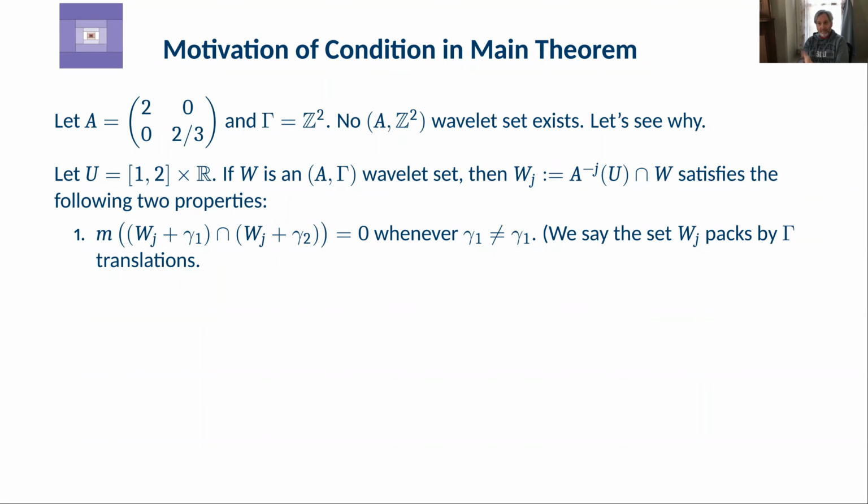So 1 over that is summable. So there aren't any wavelet sets based on the previous theorem. But okay, why really aren't there any wavelet sets? That's not a reason, that's just how you apply the theorem. So this is how I think about it.